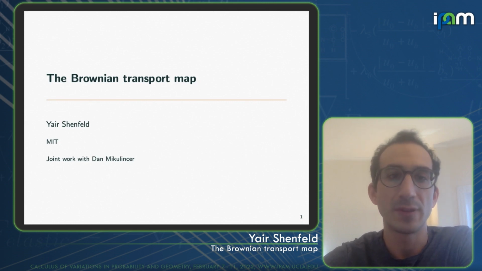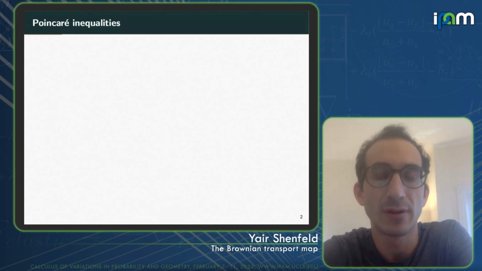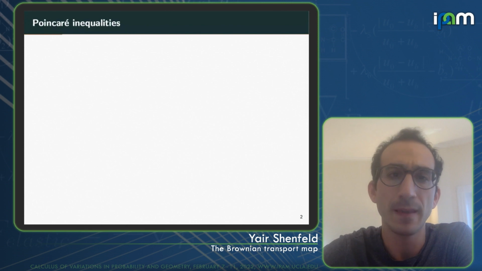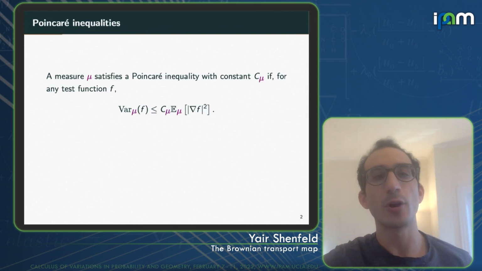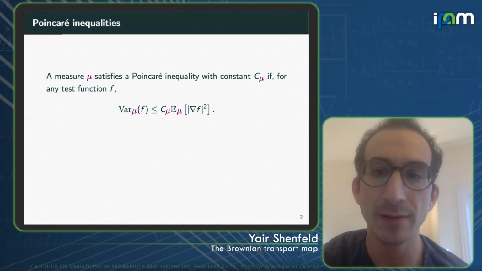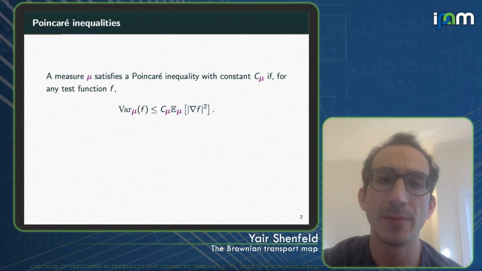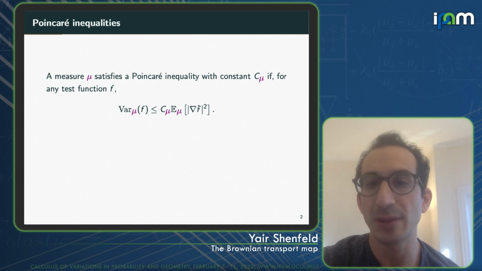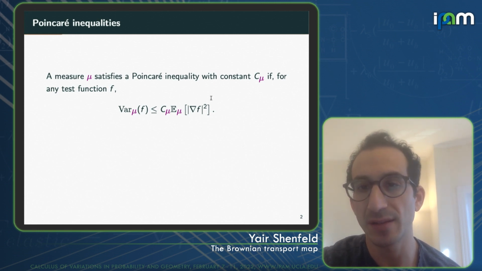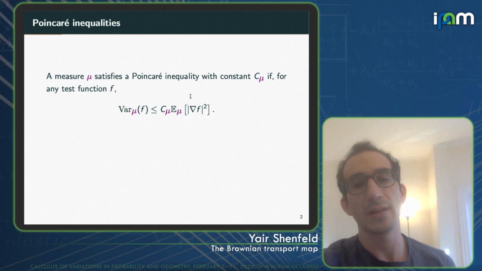this talk with perhaps one of the more well-known functional inequalities, which are the Poincare inequalities. So what are Poincare inequalities? If we have some probability measure mu on R^d, we say that it satisfies a Poincare inequality with a constant C_mu if for all functions which are nice enough, the variance of the function can be upper bounded by the expected gradient squared. And the constant C_mu is the Poincare constant.